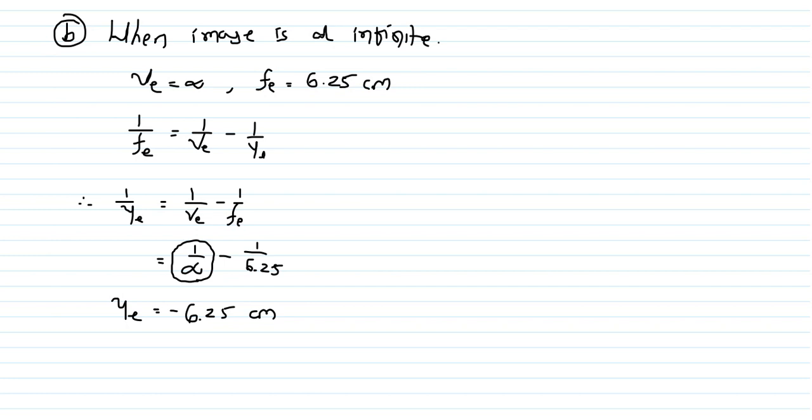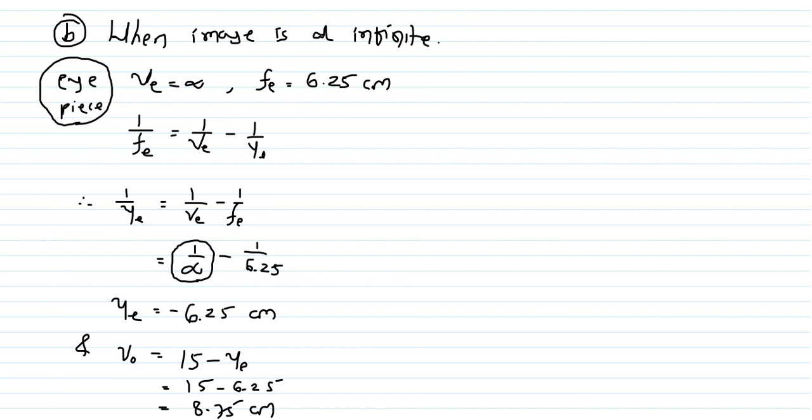And the image distance for the objective lens is 15 minus UE, that is 15 minus 6.25, which is equal to 8.75 centimeter. What is it? 8.75 centimeter. We will follow the same process now for the objective lens. That was for the eyepiece.